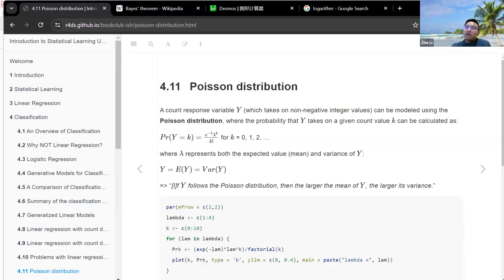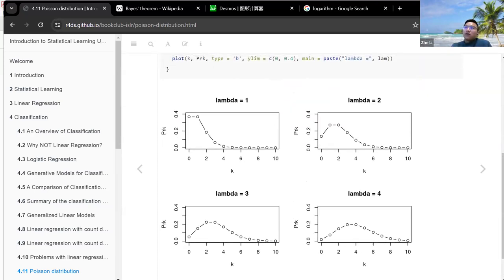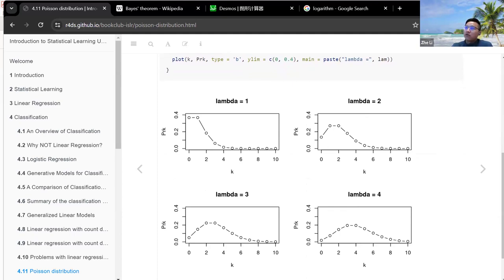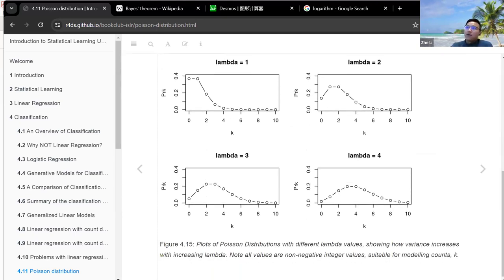Based on this, we can show that if the response follows the Poisson distribution, the larger the mean value gets, the larger the variance gets. So if lambda here is one, and we have four bags taken at this time, the corresponding probability of this case happening is very small. But if no bags are taken, the probability will be near 0.4. The graphs for other lambdas are shown like this. So we can see that as the expected value grows, the variance is also growing, and the shape of the distribution tends to spread out.